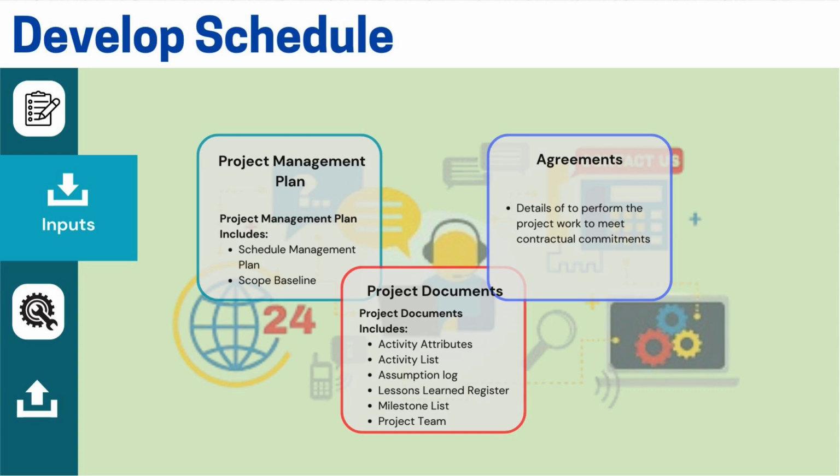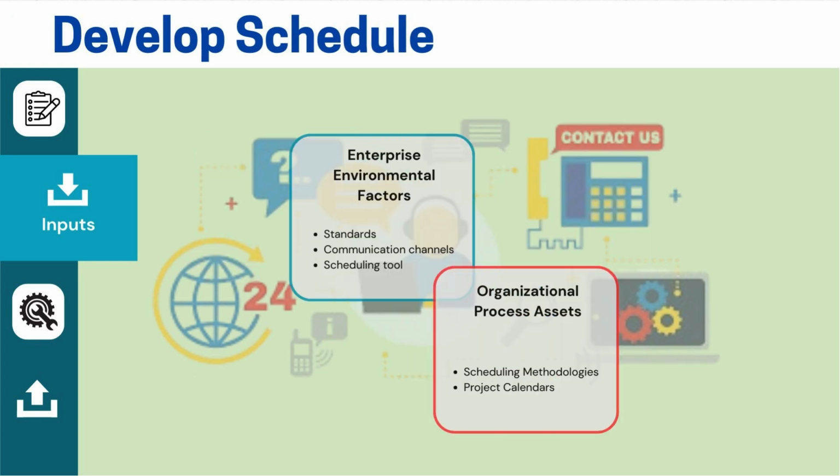Agreements are another factor. If we are working with third parties, we must consider contractual commitments when developing the schedule. Other factors include enterprise environmental elements. For instance, we need to look at communication channels and scheduling tools. These tools help us work efficiently and professionally. I mentioned some scheduling tools and communication channels. If we are working with third-party vendors or different stakeholders, how do we communicate? What communication channel was agreed upon?